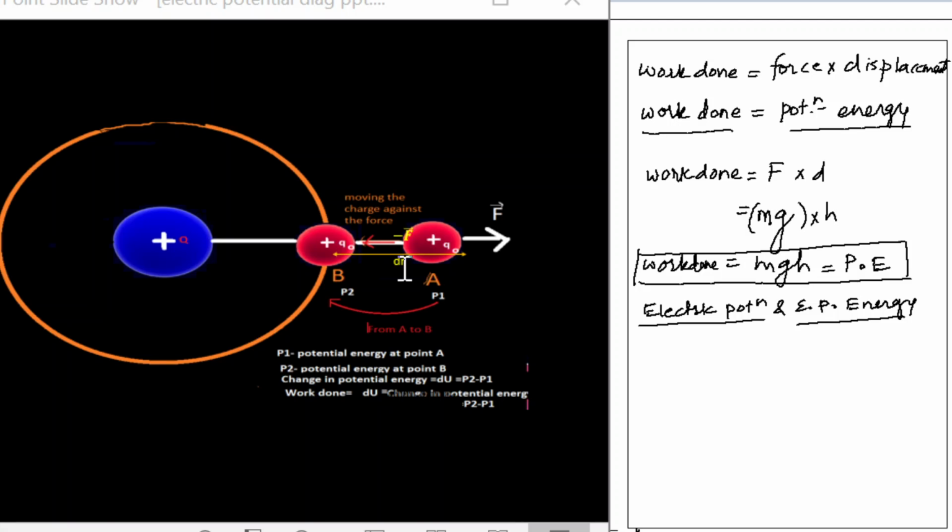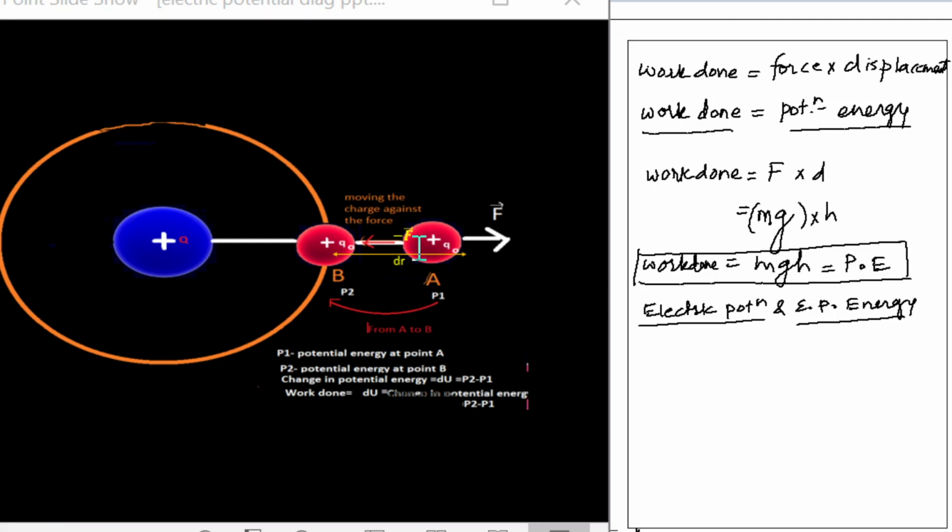So if you want to change the position or the configuration, work is required to be done to change the configuration. Let us consider this charge Q and the small test charge plus Q0 we are taking here. The distance between them is r. Now if we want to change the position of Q0 from A to B, let us consider this distance from A to B is small dr.